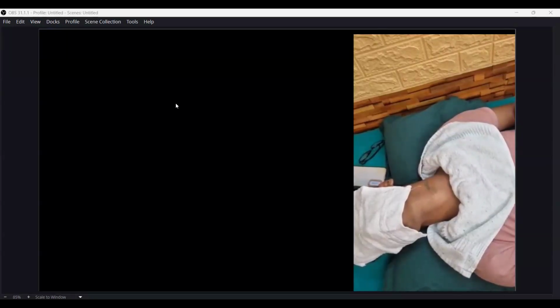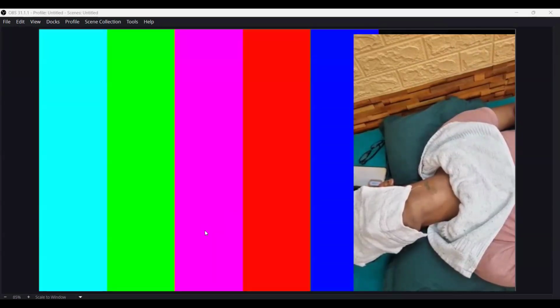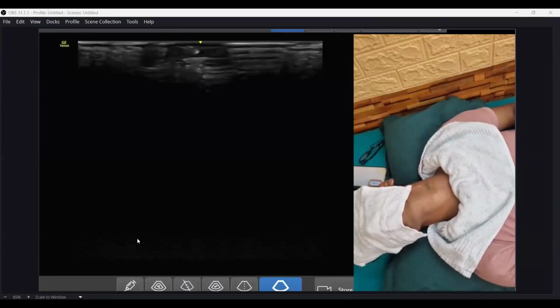Now let's go for the scanning. We are keeping the index marker towards the medial side. So the left side of your screen will be the medial side, and the right side of your screen will be the lateral side. Okay, it is not visible. Just 1 second. Okay, now it came. Now you can see it.